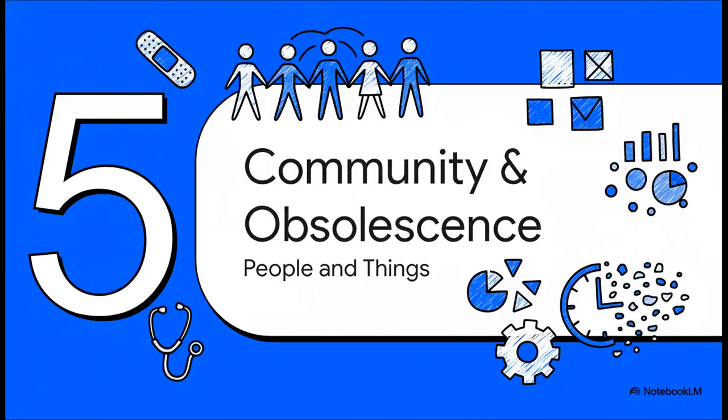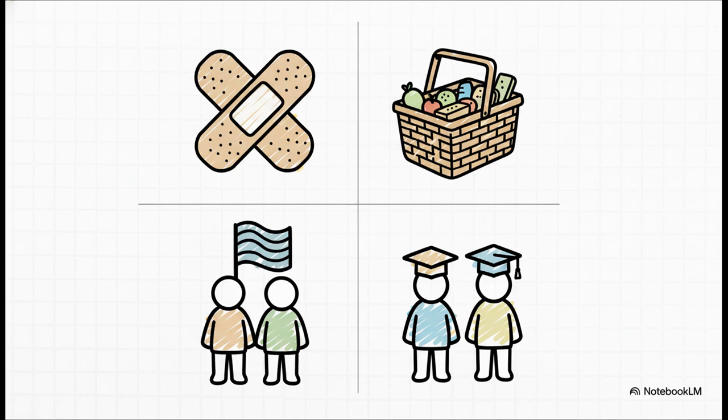Okay, this is a crucial point, how we talk about the world around us and our place in it. Our next set of words is all about community, the things we share, the people we connect with, and how things change over time. Let's start with a simple one, plaster.